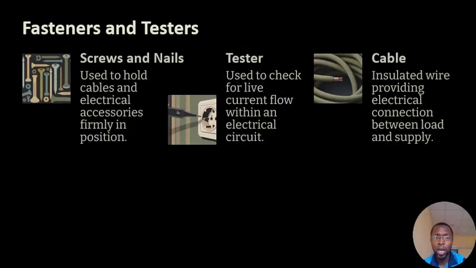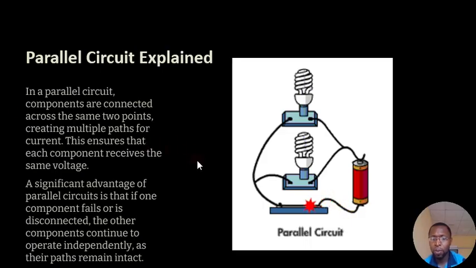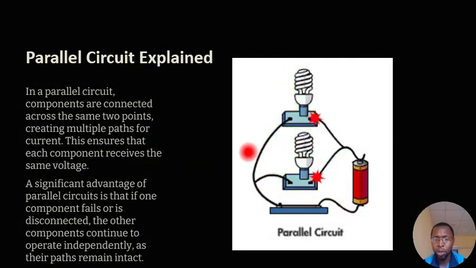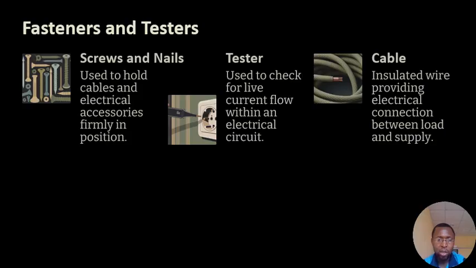Let me take us there again. Here you could see these are what we call cable. This black one, they are cables that we use to connect the load to the power supply, and they are insulated because we do not want it to electrocute any man. All right, those are the materials we use in electricity or for electrical circuit work.